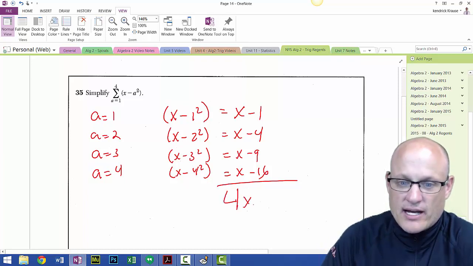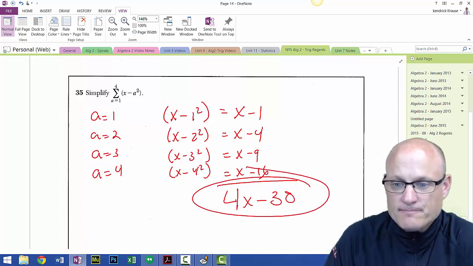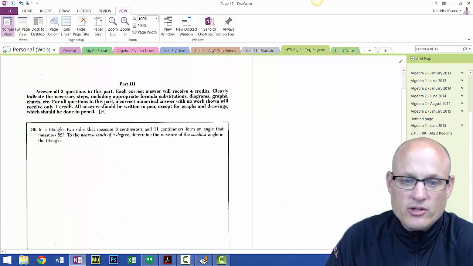Add them up, you get 4x minus 30. Done. That's it. Finished. Let's move on. That's the only answer. You can pause it. You can come back to it if you want to.